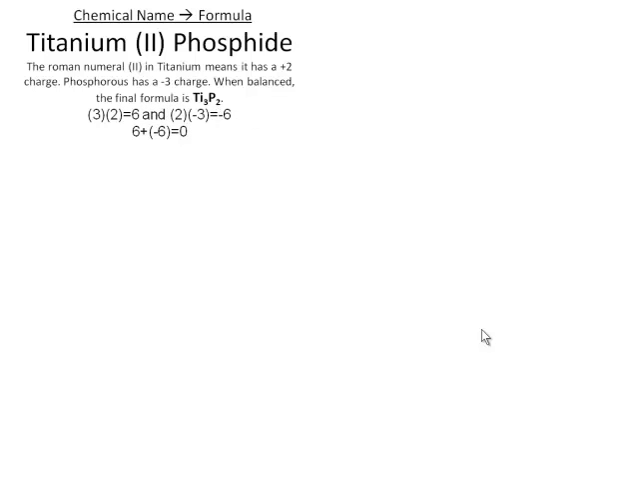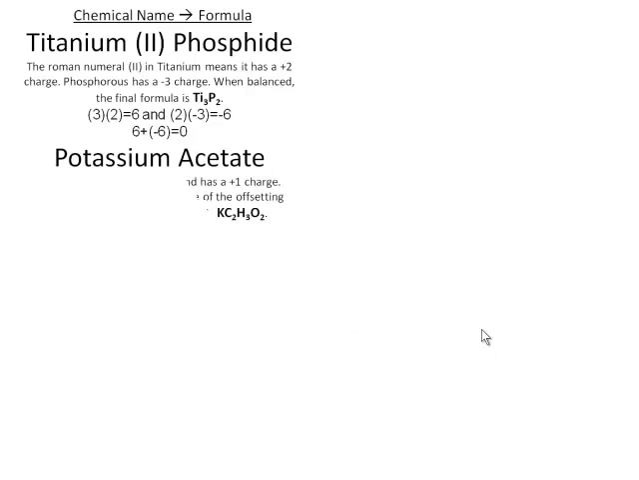Now, you may wonder this. There are 3 titanium ions with a +2 charge, which equals 6. And there are 2 phosphorus ions with a -3 charge, which equals -6. 6 plus -6 equals 0. When it equals 0, that means it is balanced and correct. Let's go on to our next example.